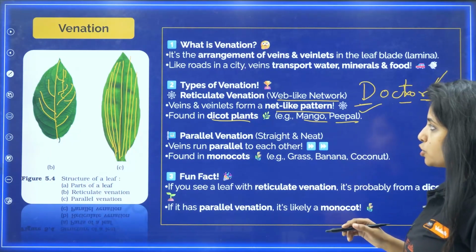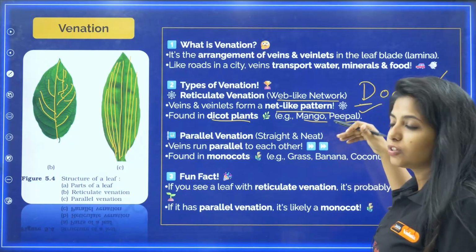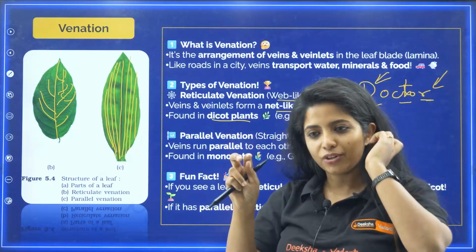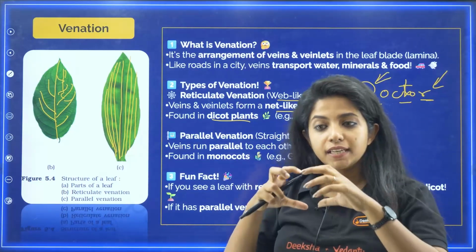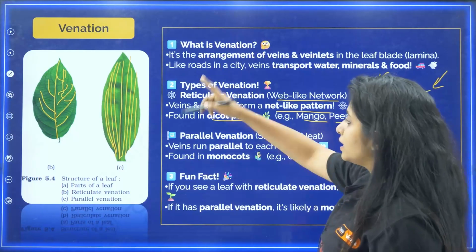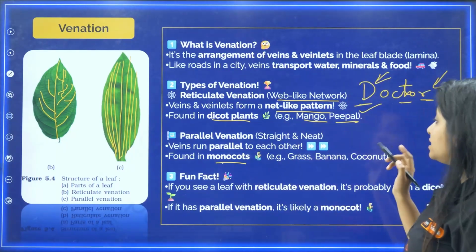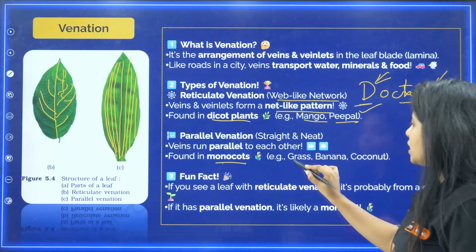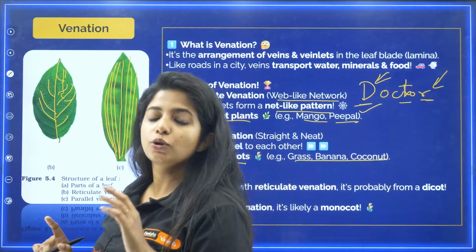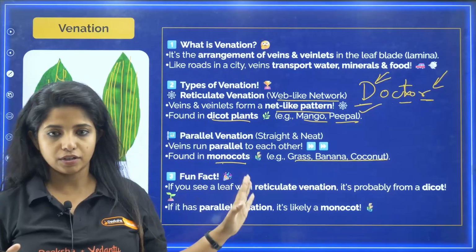Now this gives you an idea that mango and peepal also come under what? Dicots. In them also there are two cotyledons, my dear children. If you see the seed, you can break it down into two. That means they are dicots. Now parallel venation is straight and neat. Veins run parallel to each other, found in what? Monocots. Again, examples are really important: grass, banana and coconut. They are all monocots, and there you will be finding parallel venation, my dear children.